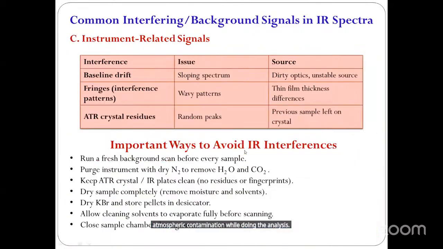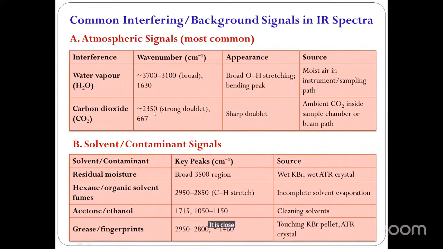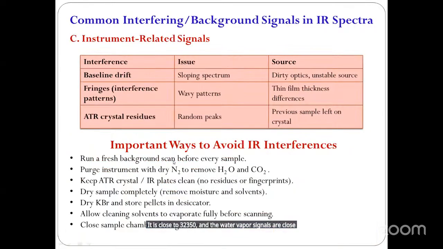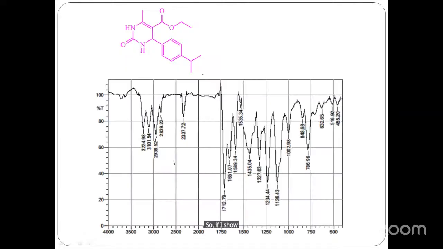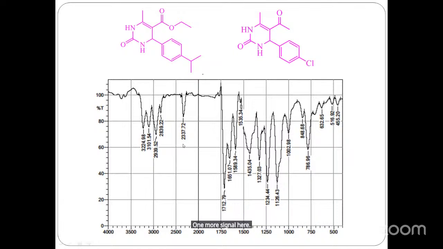So the carbon dioxide signal, you can see, is close to 2350 and the water vapor signals are close to 3700. So if I show you the IR spectrum of the first compound, here two signals have arisen from water vapors, and you can see one more signal here. Can you see the signal at 2337 reciprocal centimeter?